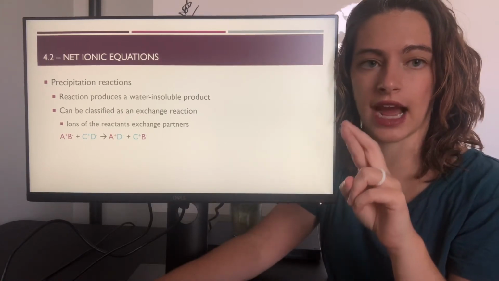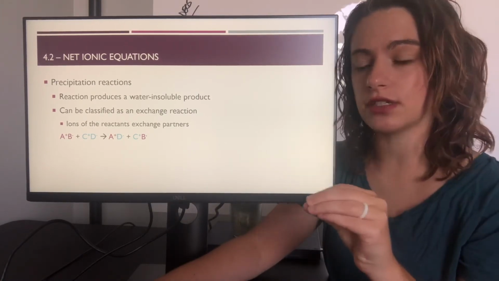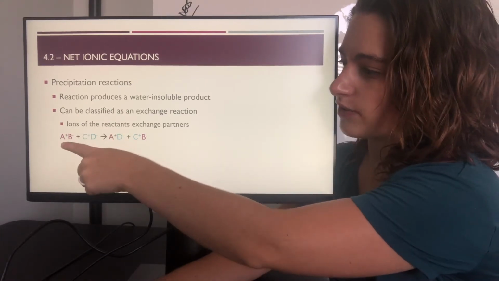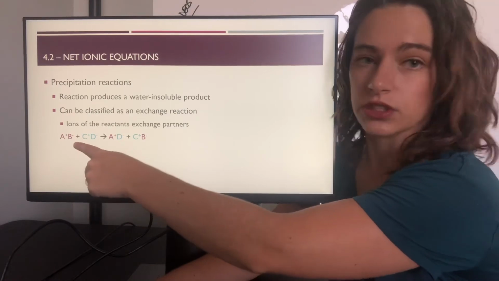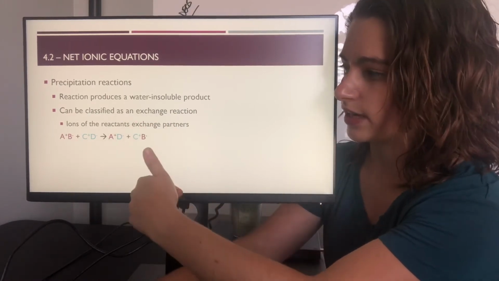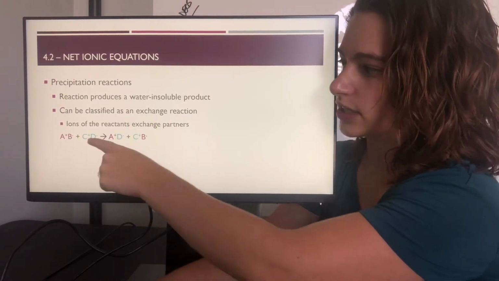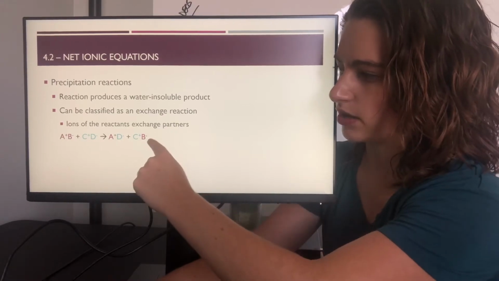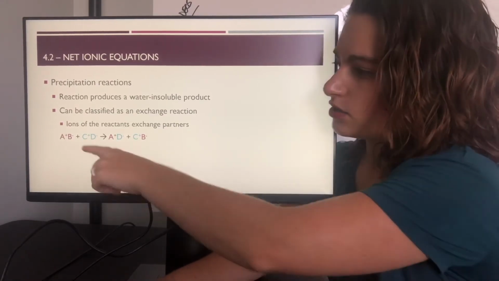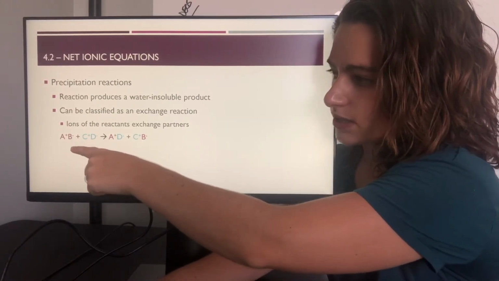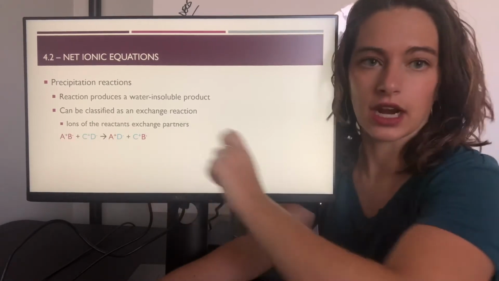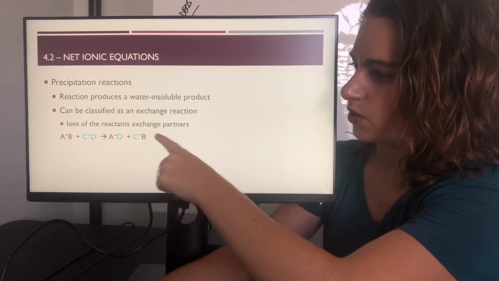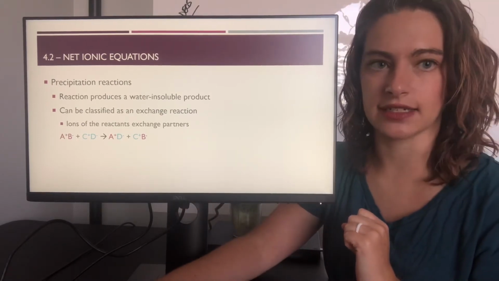So remember, ionic compounds are made up of opposite charges. So A is going to go find its other opposite charge. Its two options are B and D. Well, it's already partnered with B, so now it's going to go find the other one, which is D, which leaves C and B to be partnered together. Same idea. B is a negative charge, so it's going to go find a positive charge. It's already with A, so it's going to go find C. And those give us our reactants.